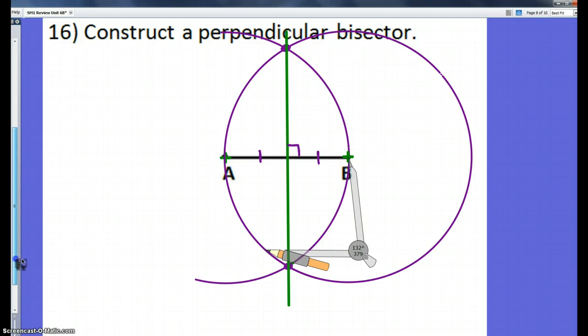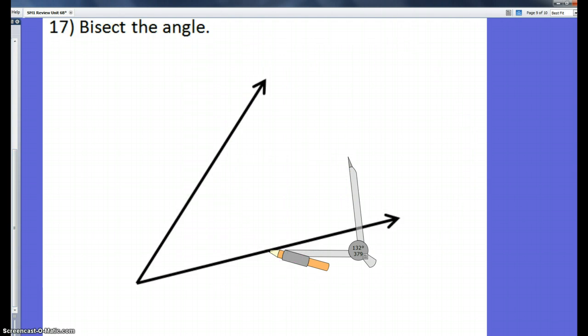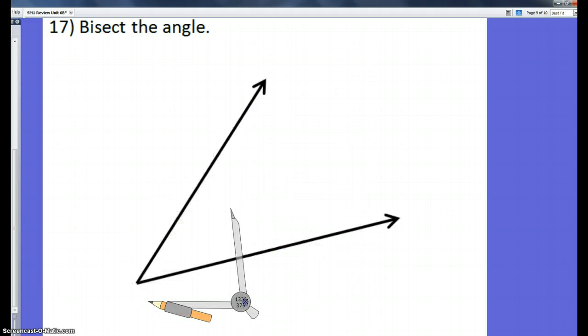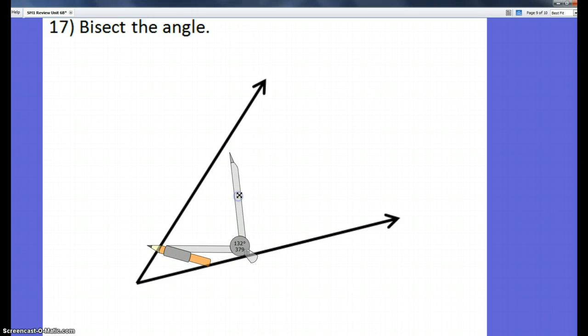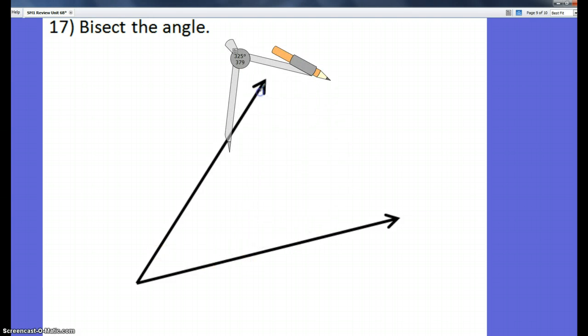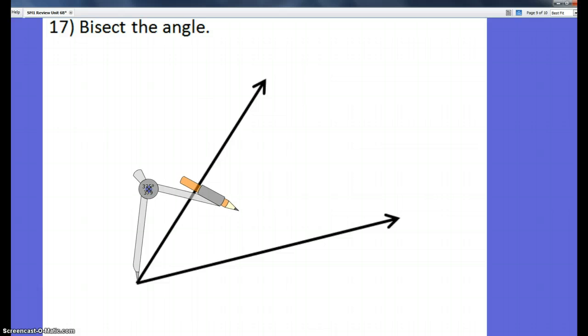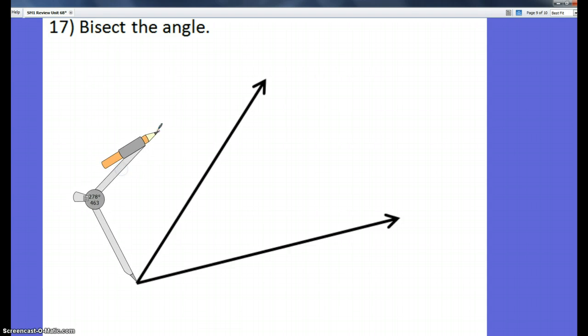The next one on there, we're going to bisect the angle. So we're going to start with our compass point on the vertex. And again, on here, I can make this angle any size I want to, just like that last one that we did with the angle. We're copying the angle.